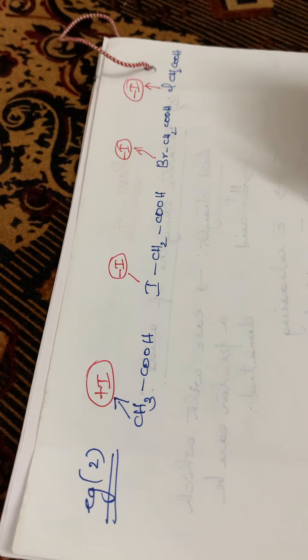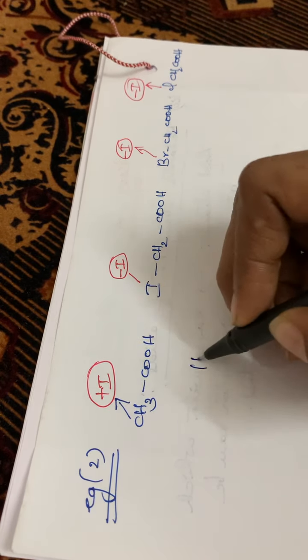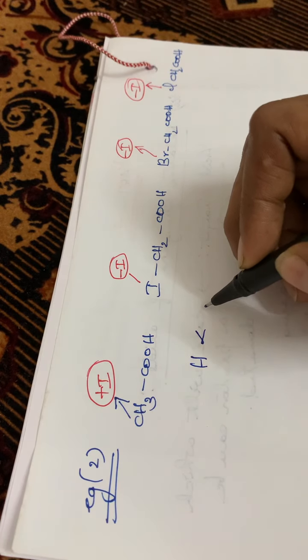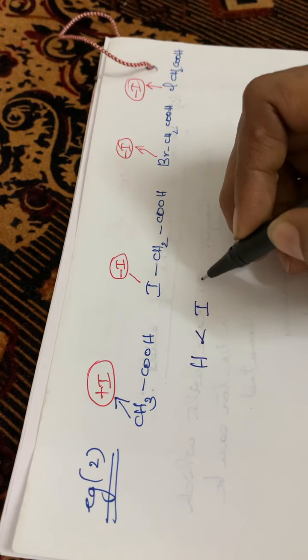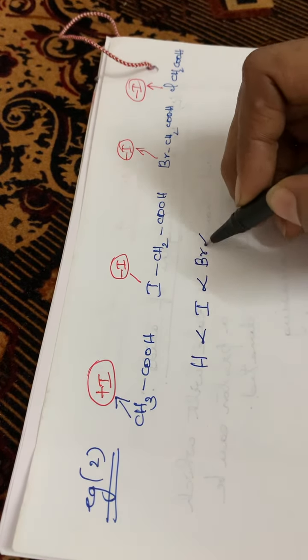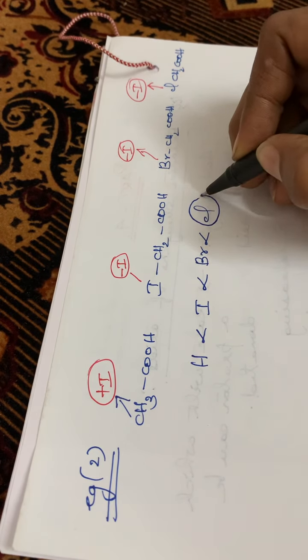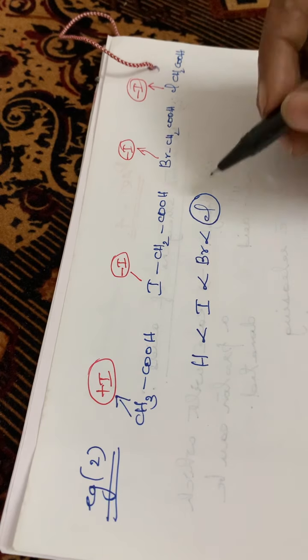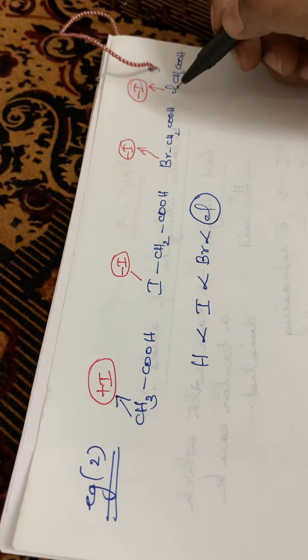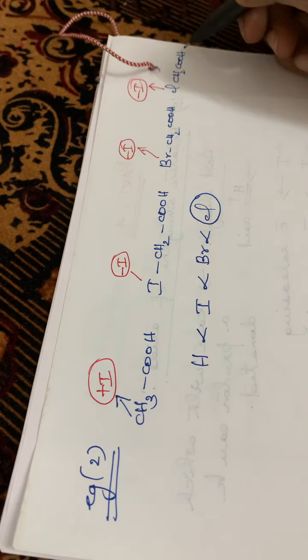And then the next one, the acid strength, normally this will increase in the order: hydrogen, less than iodine, less than bromine, bromine less than chlorine. Okay, so the acid strength will be highest in the case of chlorine. That means the minus I effect will be maximum in the case of chloroacetic acid.